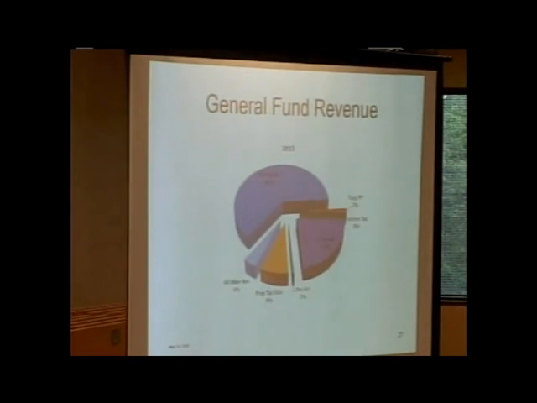This just gives you a general fund breakout. The blue line, which is for the general fund up here, is 63% real estate. This number is 63%.